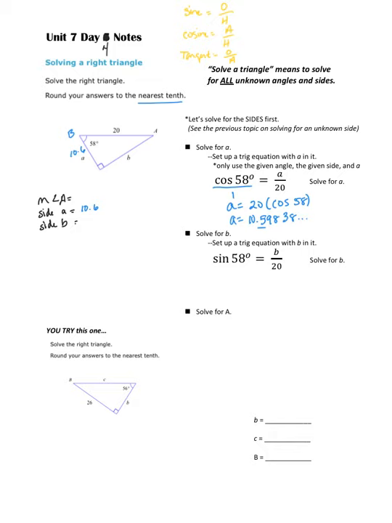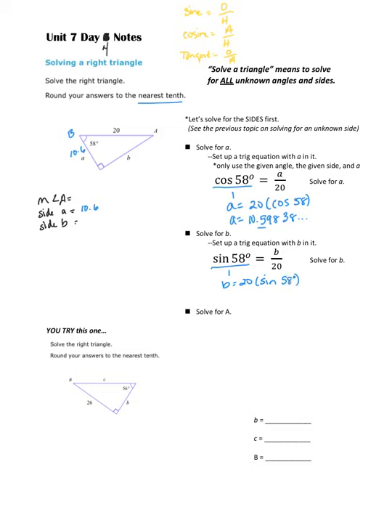We still have 58 degrees. Side B is opposite, and we have the hypotenuse. That gives us sine. Sine 58 over 1, cross multiply. B equals 20 times sine 58.